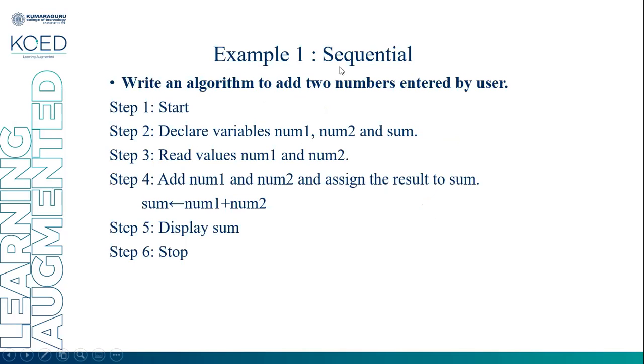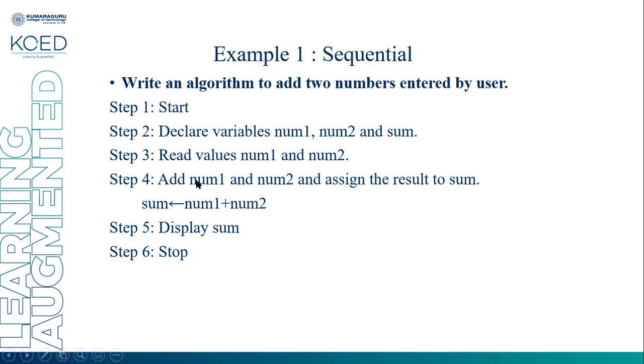For example 1, a sequential one. The problem is to write an algorithm to add two numbers entered by the user. Step 1, start. Step 2, declare variables num1, num2, and sum. So three variables are declared. Step 3, read the values num1 and num2. Reading the values means, for the variables num1 and num2, you have to read the values from the user.